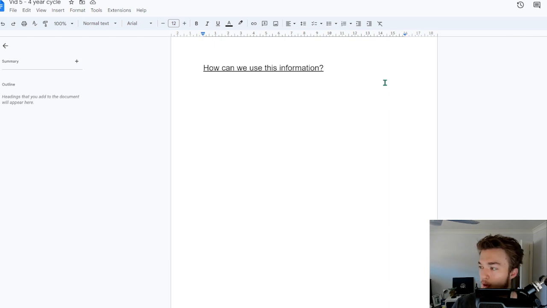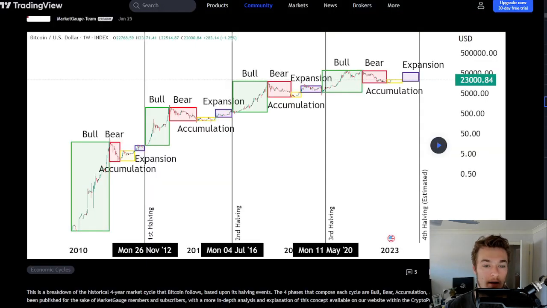So the most important question, I've left this blank because it's a bit of a tough question to answer. How can we use this information? So we know about the Bitcoin halving. We know where we are in the Bitcoin halving. How can we use this to invest our money smart, make more money in the future, and create a successful strategy? Well, you can see here, if I was solely going off the Bitcoin halving theory and the 4-year cycle, we are in an accumulation phase.